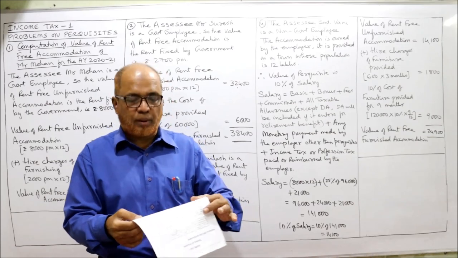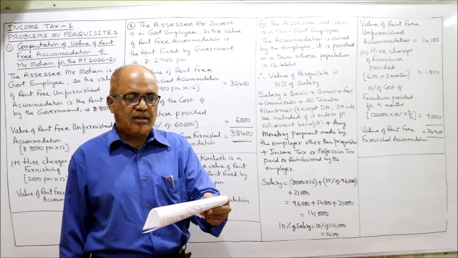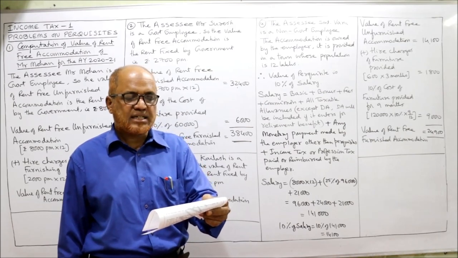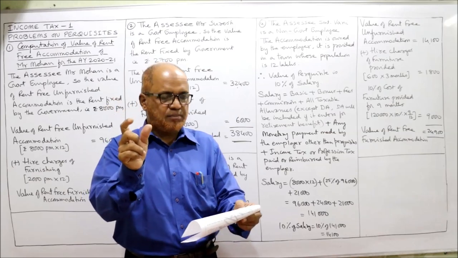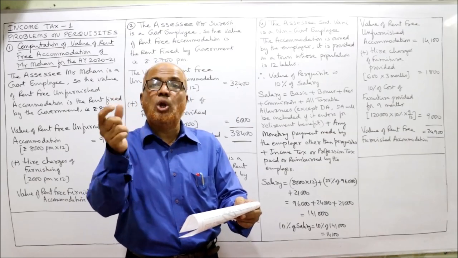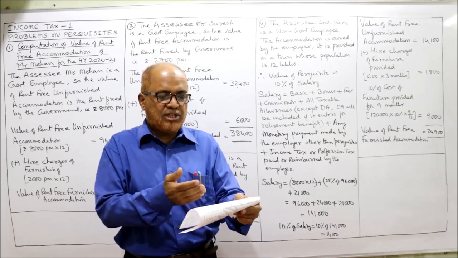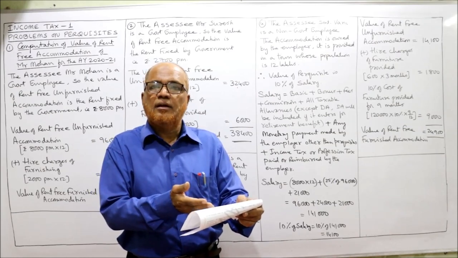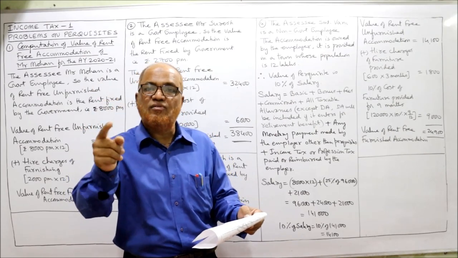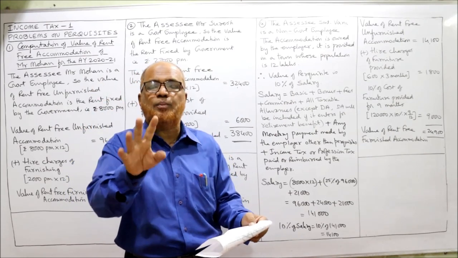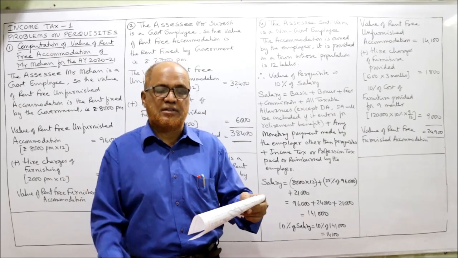Now, fourth problem. Srimati Vani is working in a company in a town of Kerala state as manager. The first line says the assessee Srimati Vani is a non-government employee, because she is working in a company. In the first three problems the assessee was a government employee. This fourth problem has a non-government employee. Now the provisions are different.